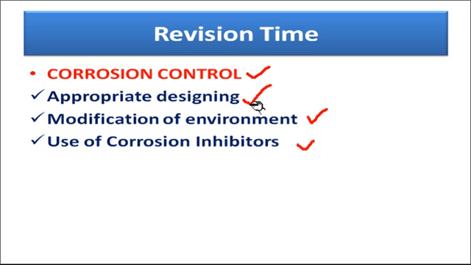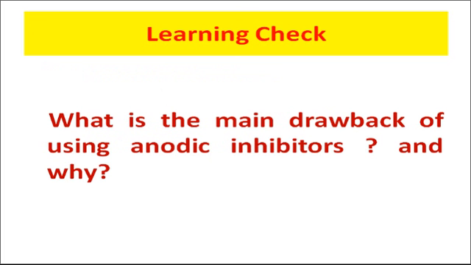These are of two types: the first is the inorganic anodic inhibitors and the second is the organic anodic inhibitors. Cathodic inhibitors are those which are used to inhibit the cathodic reaction. The cathodic reaction is a medium dependent reaction. Therefore, in acidic medium, different types of cathodic inhibitors are used, while in basic medium, different types of cathodic inhibitors are used.